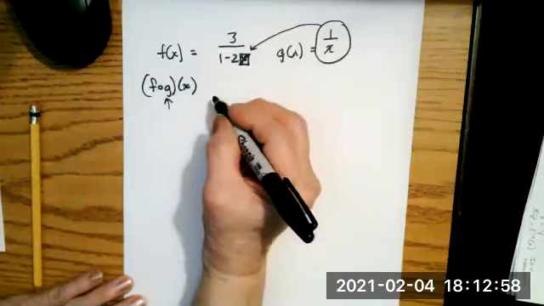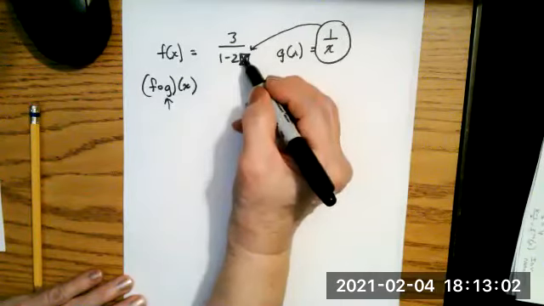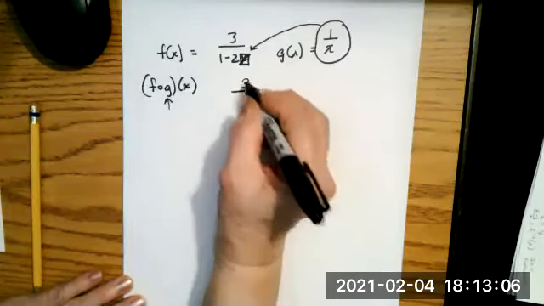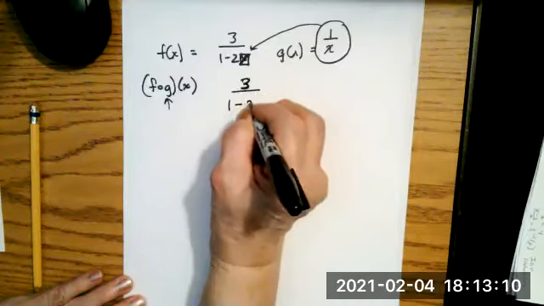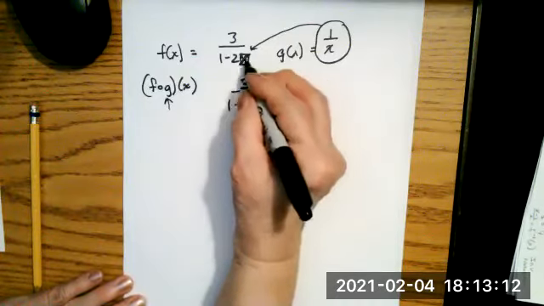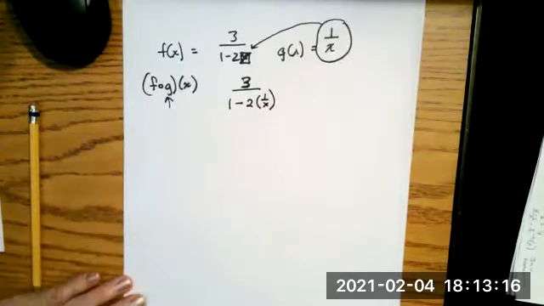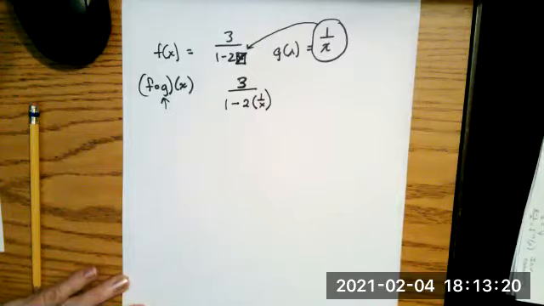So let's figure out how to do it. We're going to pick this whole 1 over x up, take this x out, and put that in its place. So now this problem is going to read 3 in the top, 1 minus 2 is going to stay right there. And where I took that x out, I'm going to put 1 over x. That's because I'm putting the g in the f.